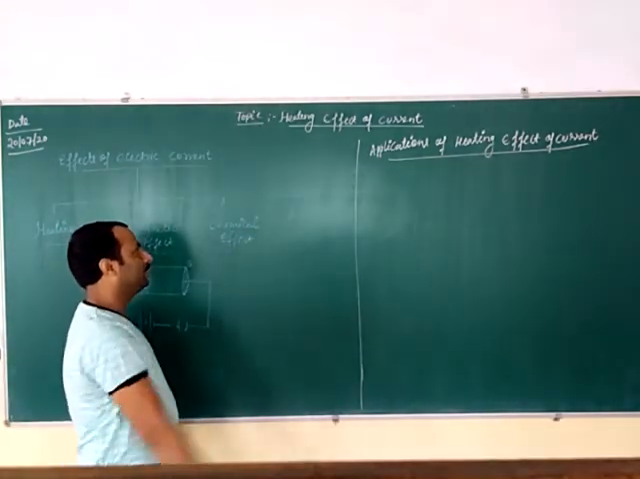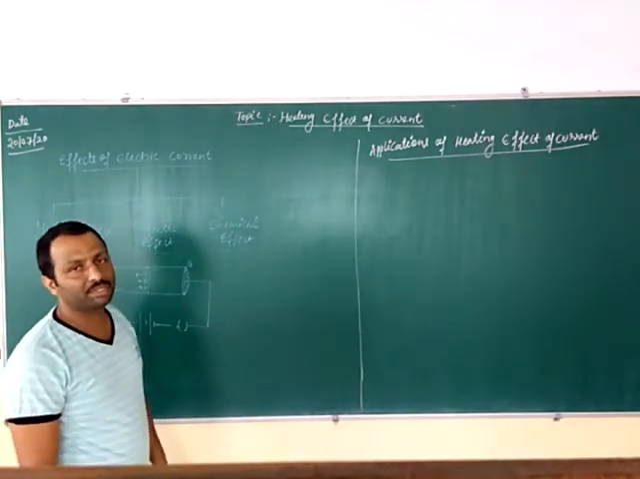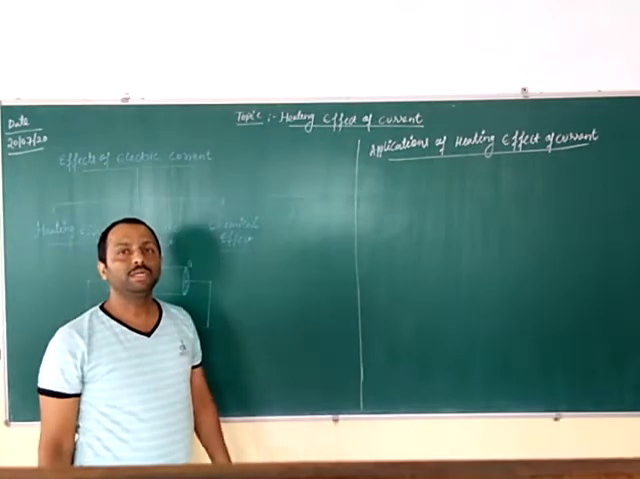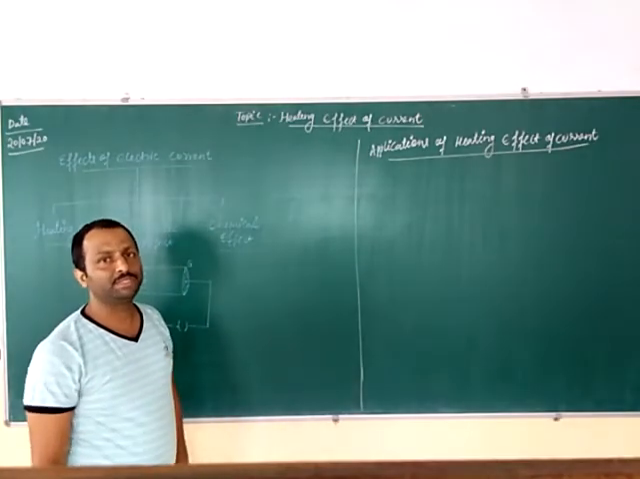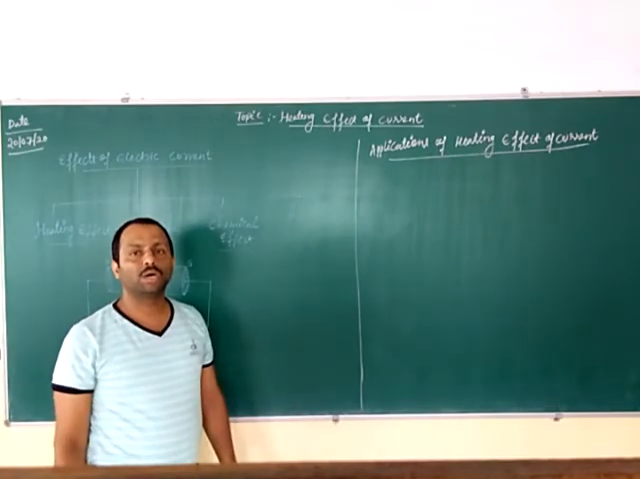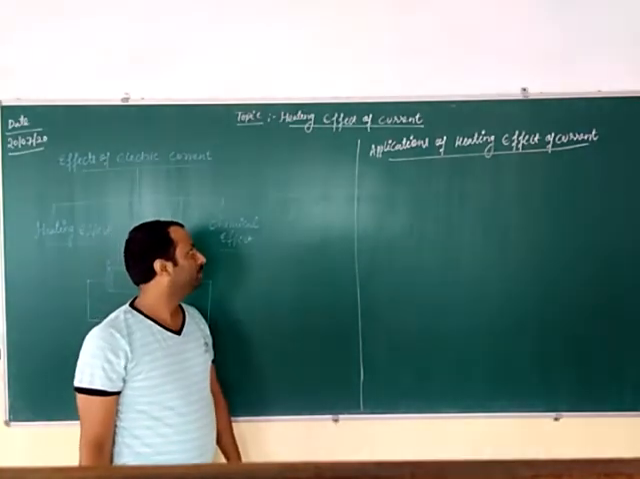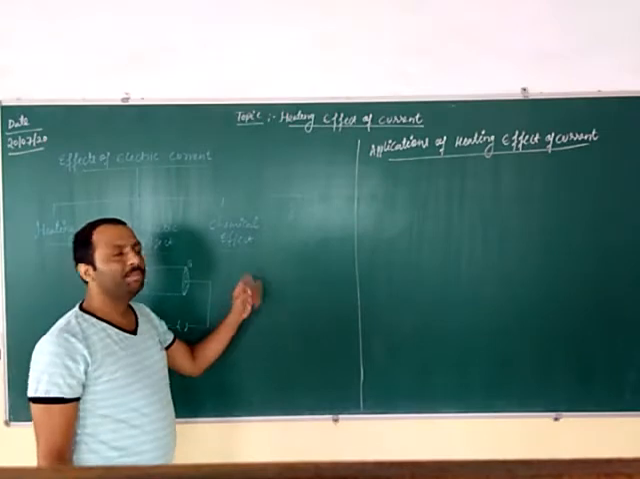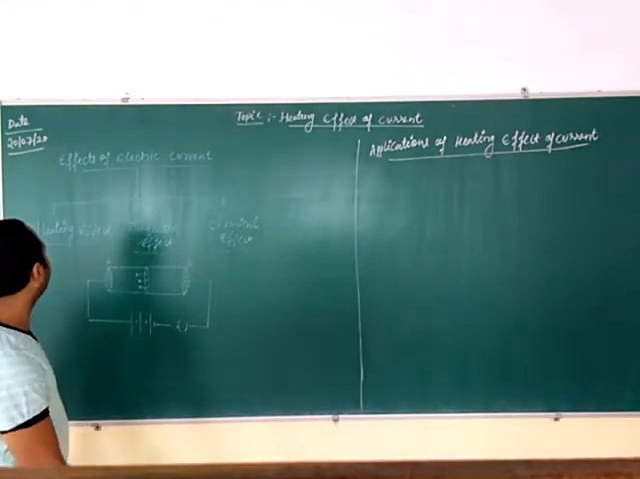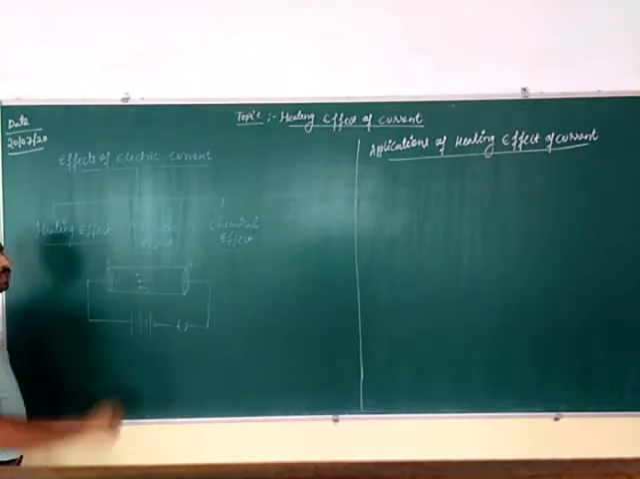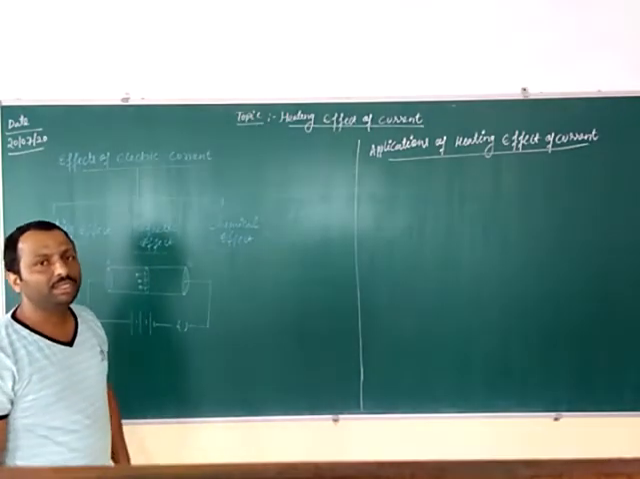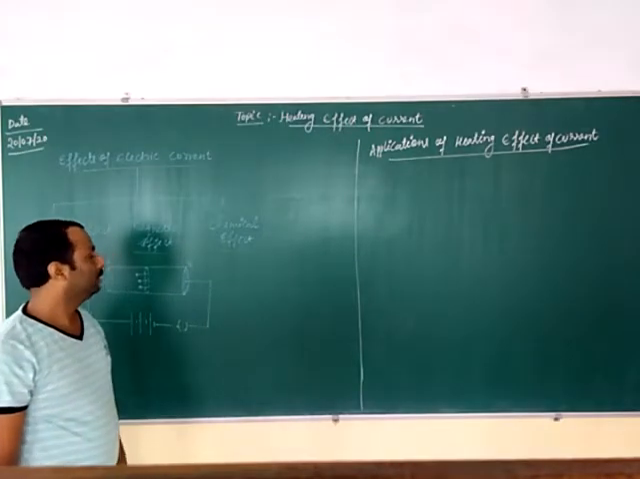And in class 9, you might have learned about the chemical effect, that is the electrolysis of water. In the electrolysis of water, decomposition of water takes place when the electric current is passed through a voltameter apparatus. So that was the chemical effect of the current. Here in class 10, we will learn about the heating effect of an electric current. This is a very interesting phenomenon.